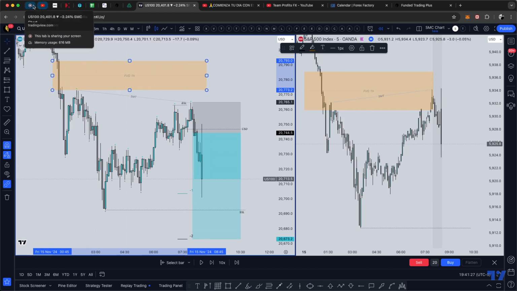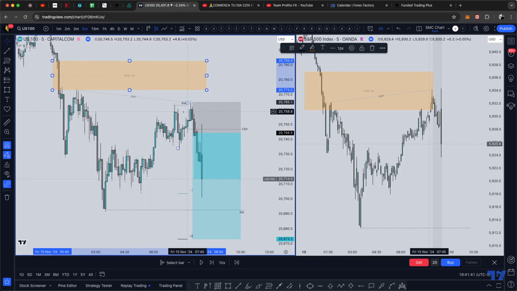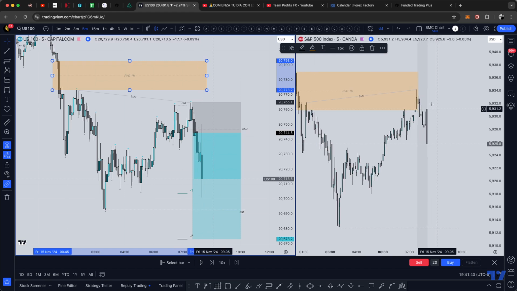I hope it makes sense. You see this type of combination, right? Higher time frame fair value gap is being tapped on S&P 500. I spotted SMT divergence, and then I had a change in the state of delivery. And now, which pair should have entered? Could I have entered also on S&P? Yes, you can enter on both if you want.